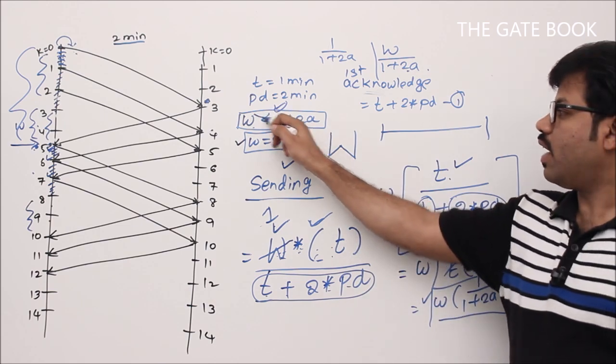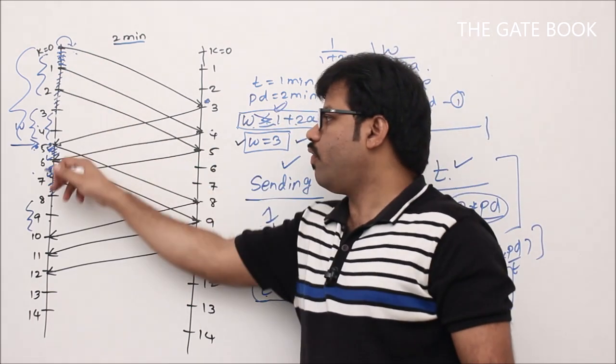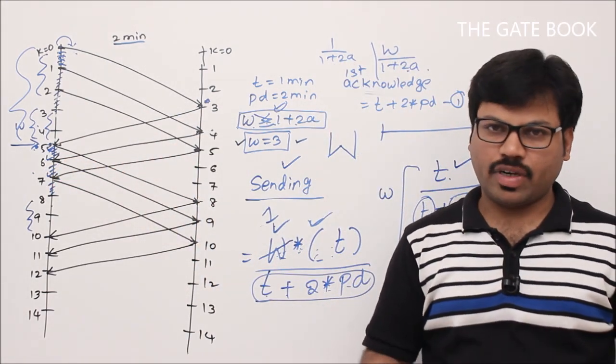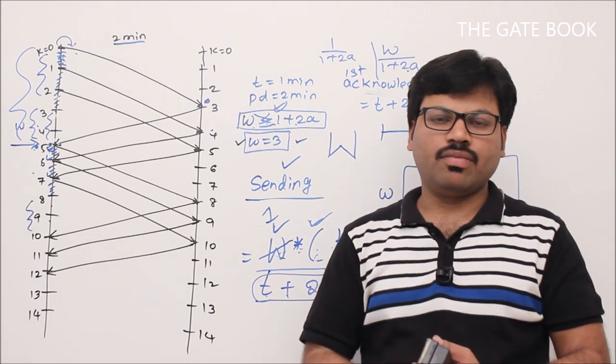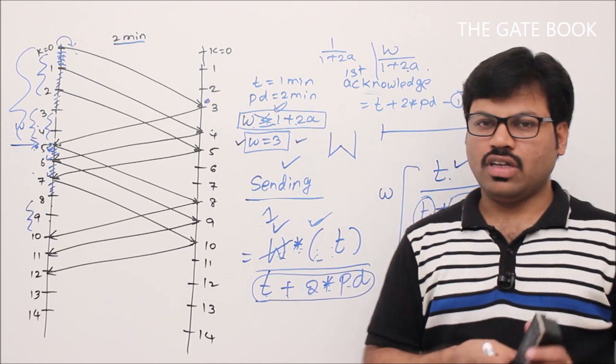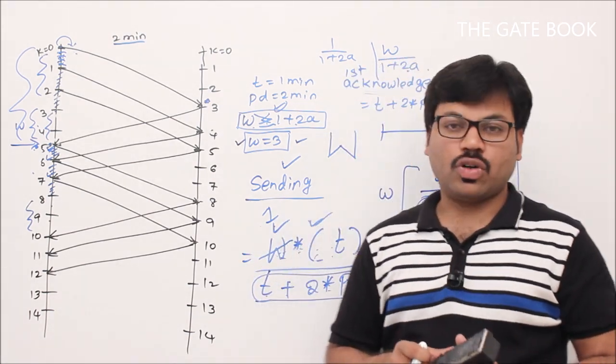Sir, what if W is greater than or equal to 1 plus 2a? Then we know that we have a lot of frames, so we can always send without waiting for any acknowledgement, right? Automatically they will come. So at that time efficiency is 1. We have seen it already. So this is the story about channel efficiency in Go-Back-N protocol and SR protocol when there is no error.